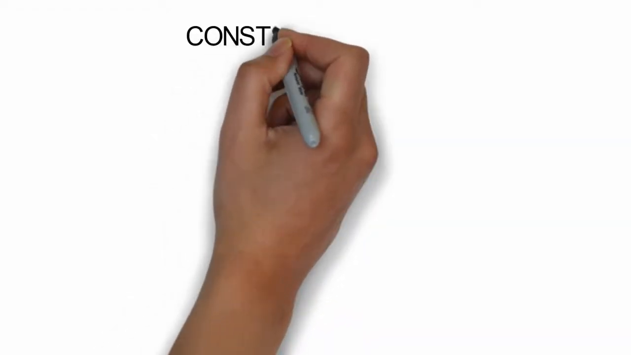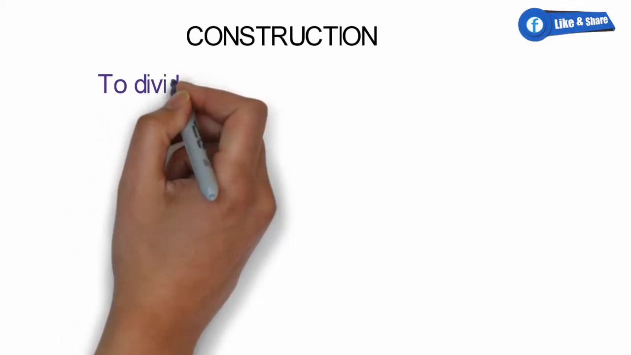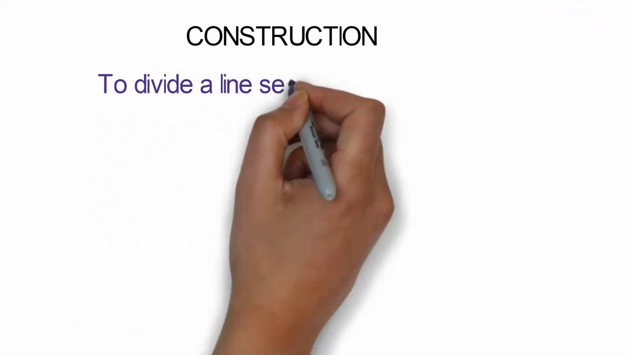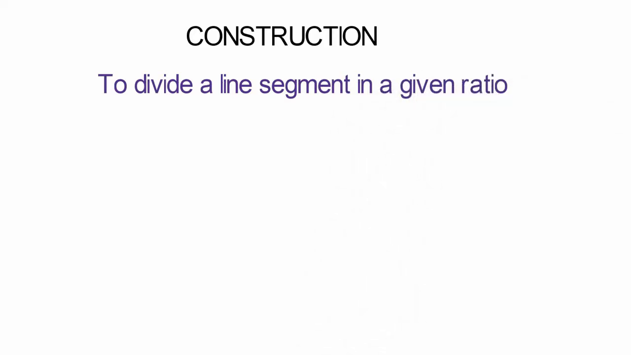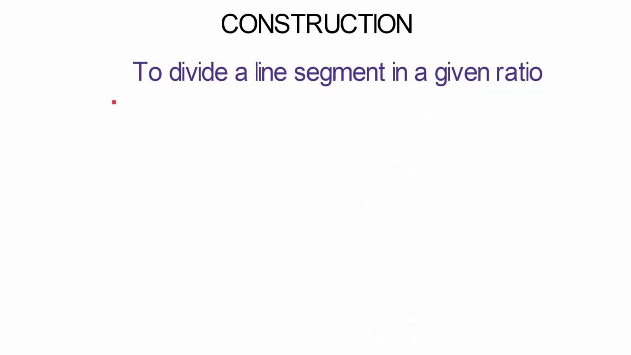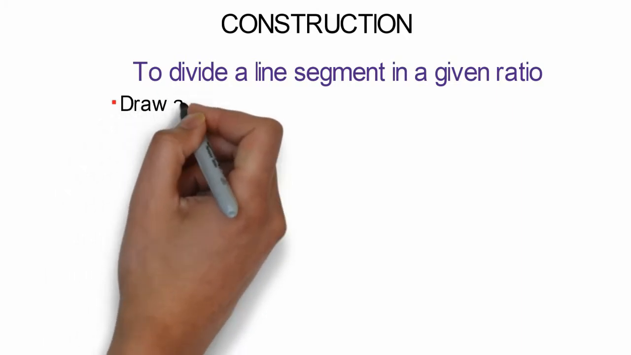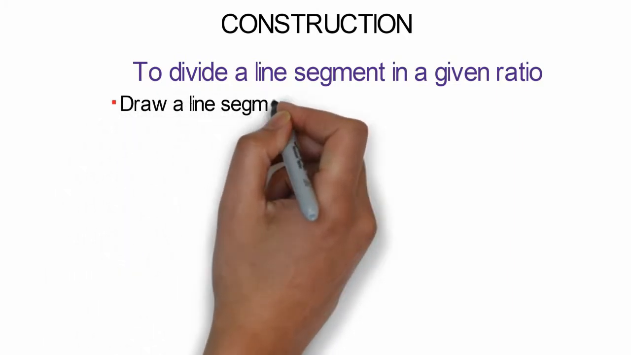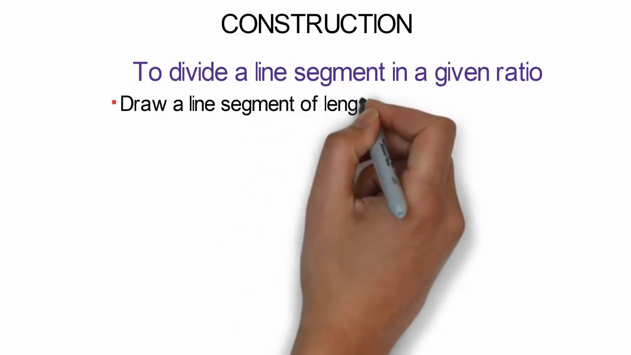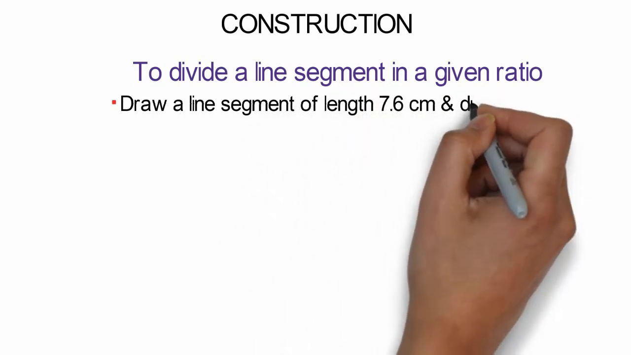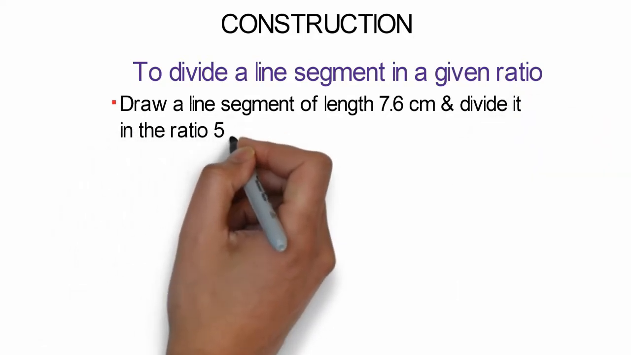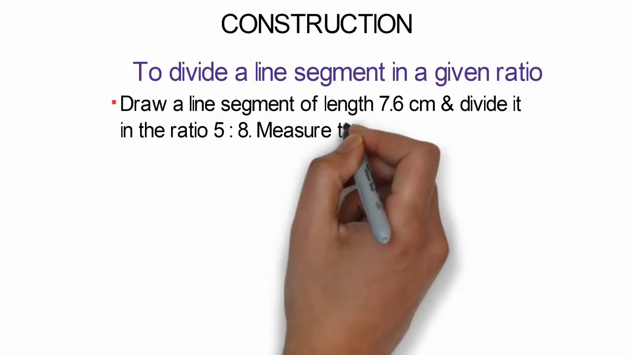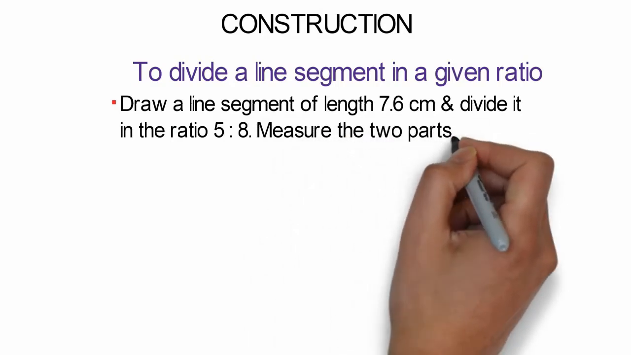Yes, student, let us do the construction. So here we are taking the heading to divide a line segment in a given ratio. Let us take an example over here. Draw a line segment of length 7.6 centimeter and divide it in the ratio 5:8. Measure the two parts. So let us start.